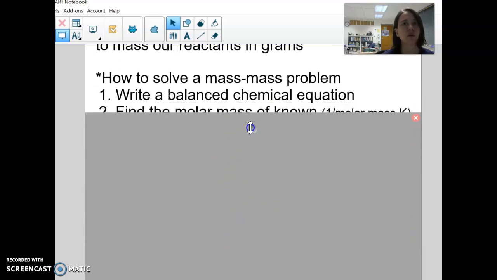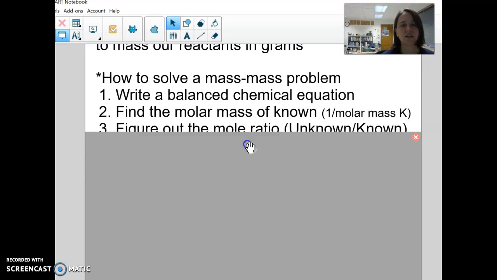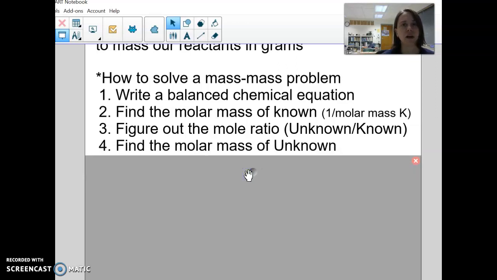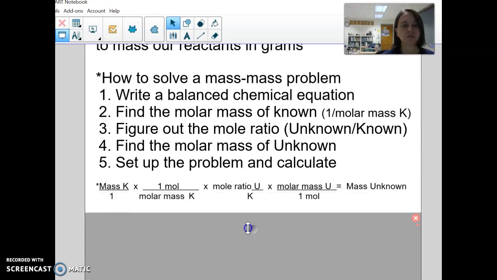First thing, always write a balanced chemical equation. Then we're going to find the molar mass of our known, which is actually 1 over the molar mass. Then you're going to figure out your mole ratio, which is your unknown over your known. Then you're going to find the molar mass of your unknown. And then you're going to set up the problem and calculate.